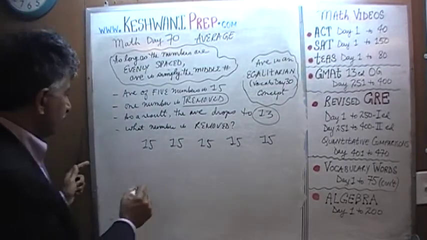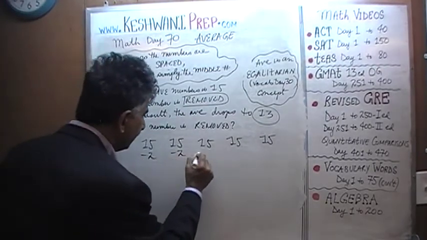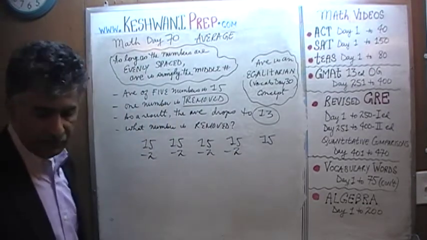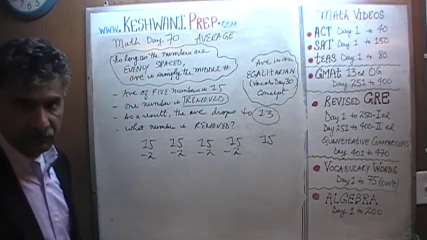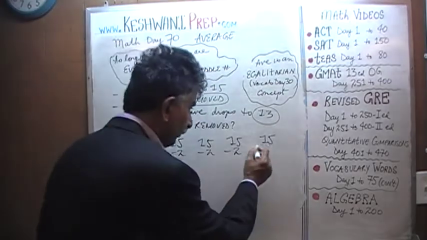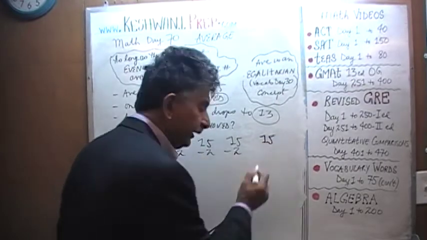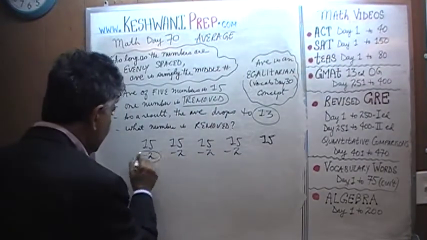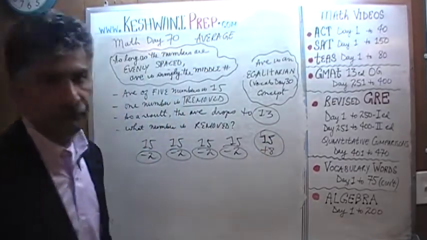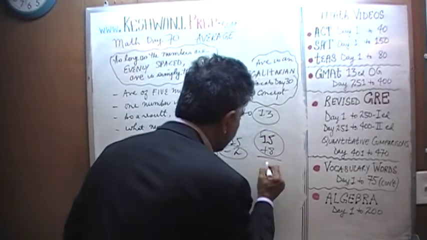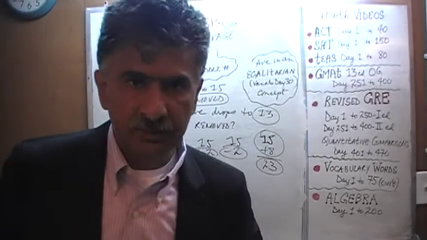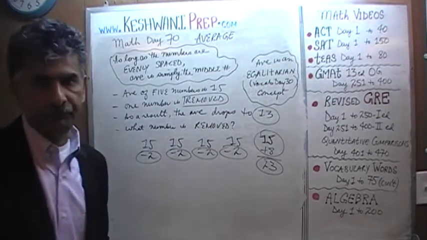Well, let's make all of them 13. 13, 13, 13, and 13. This guy needs to be 13 as well, obviously. So, what number did we remove? First of all, we have to remove the number itself. We have to remove this guy. And we have to take away 2, 2, 2, and 2. We have to take away 8 more. The number that we removed must have been 23. That's it. We are done.